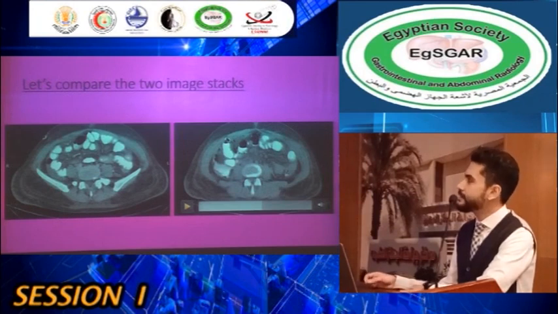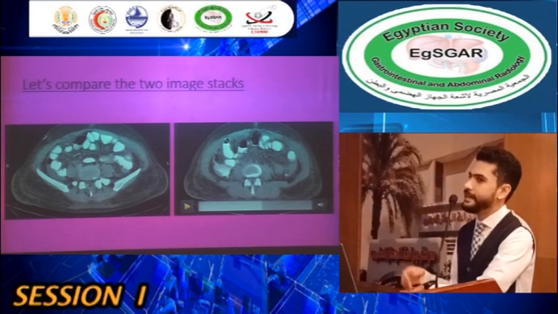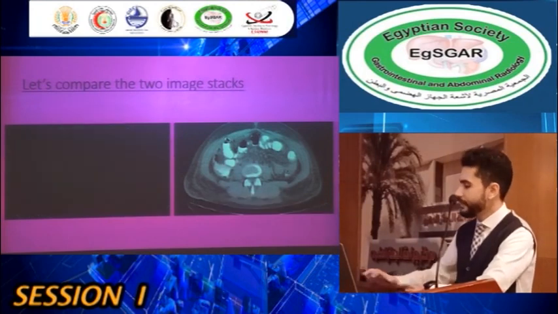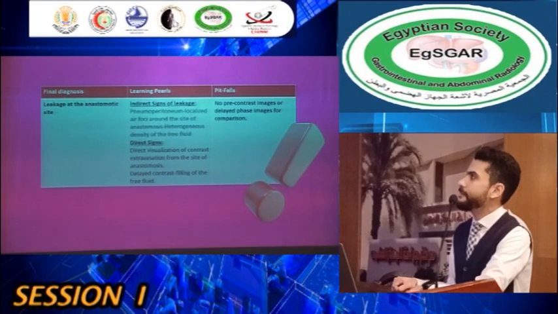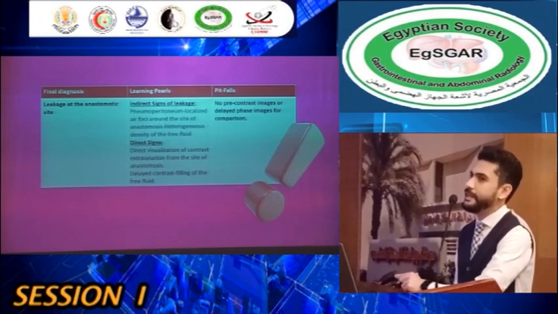As we can see here, this fluid had a heterogeneous density in the early phase images. However, in the delayed images, you could quite clearly see the increased attenuation and the contrast extravasation. So this would be the giveaway of this case. The final diagnosis of this case would be leakage after ileotransverse anastomosis.